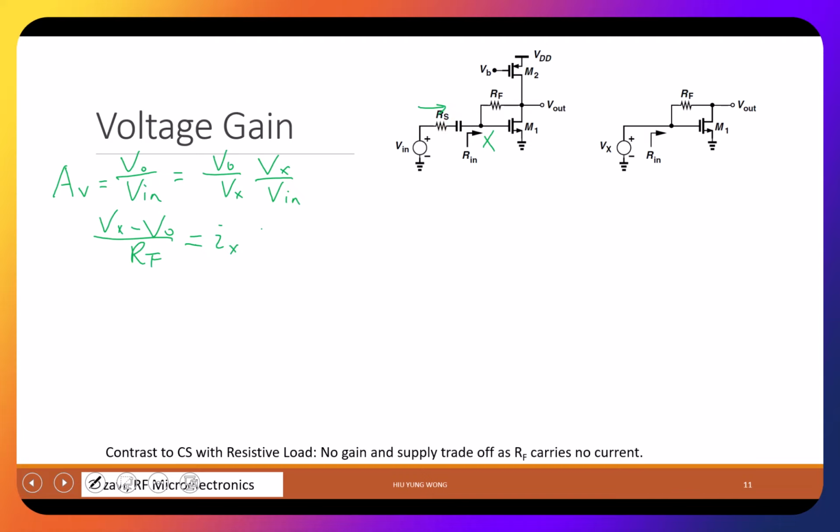Maybe I should just call this Ix. Is that okay? It's the current going through, right? It's just equal to Vx, because all the current will go through here, just like what you told me earlier, remember? Sorry I confused you, but what I'm trying to do now is to look at the KCL. Current going through here will be going to here, which is Vx minus V out divided by Rf, which is the Ohm's law.